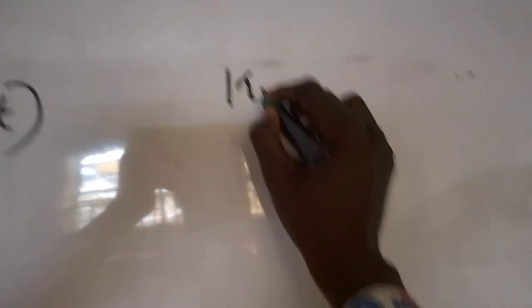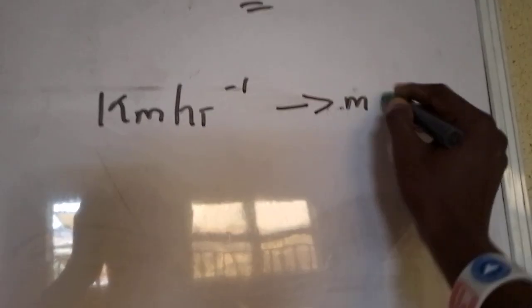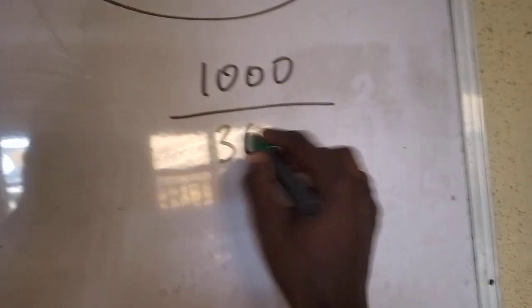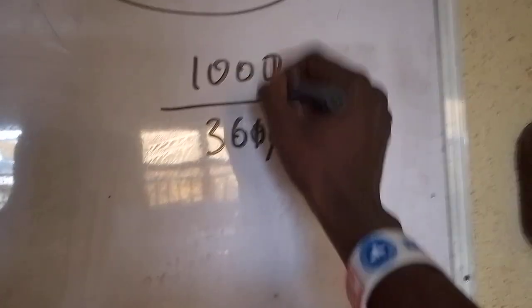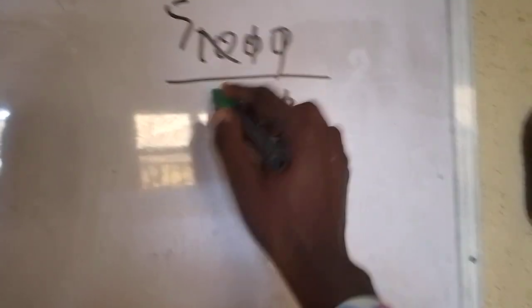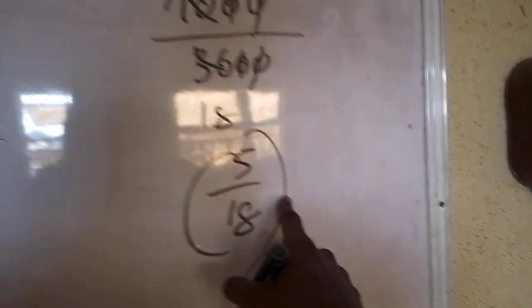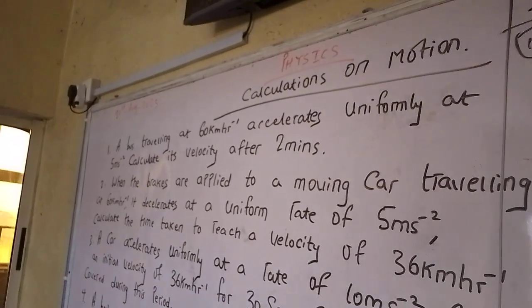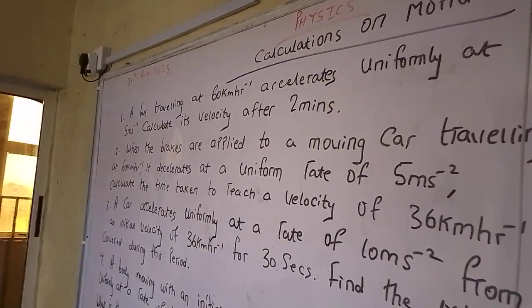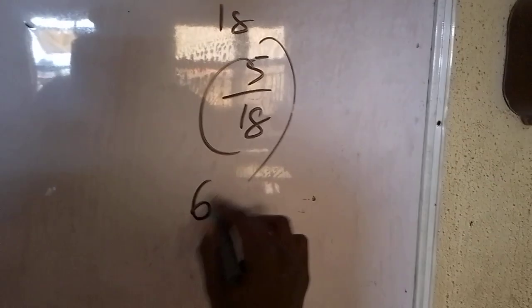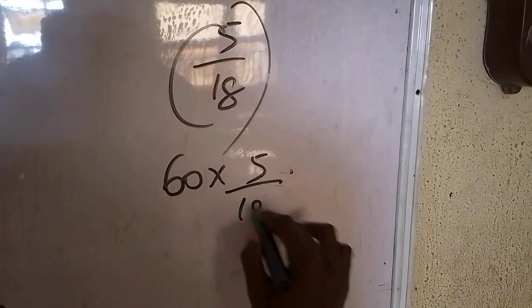When you have kilometer per hour and you want to convert it to meter per second, remember kilometer to meter is 1000, hour to seconds is 3600, which simplifies to 5 over 18. So whatever they give you in kilometer per hour, just multiply with 5 over 18. For the question, they gave us 60 kilometer per hour, so I can just do 60 times 5 over 18.